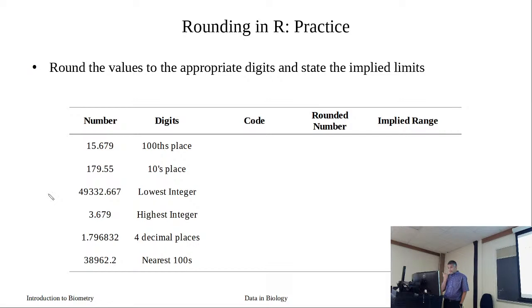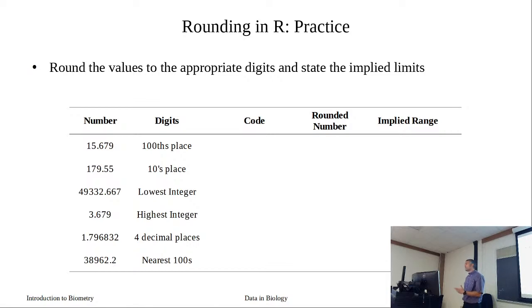All right, so here's an example for R. Here are our examples. Here are our numbers. This is probably how you would see it on any quiz or exam, where I give you the number and then I'll tell you what digits: hundredths place, tens place, lowest integer, highest integer. Just go ahead and get these numbers.